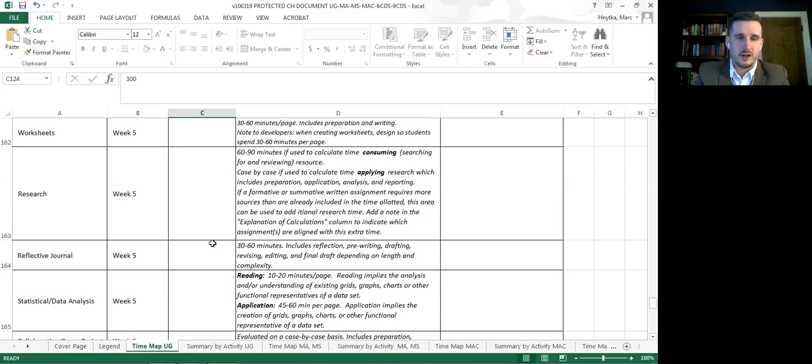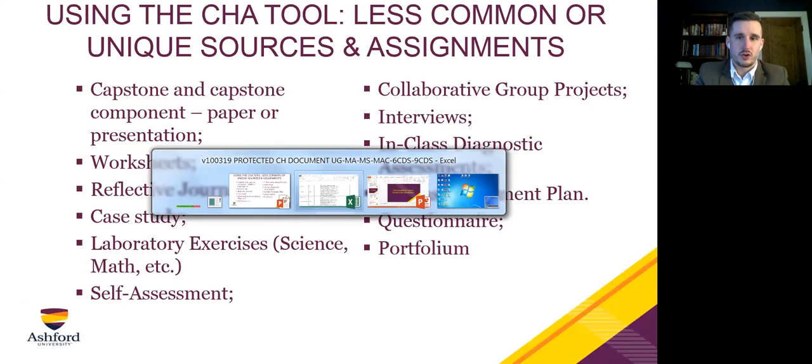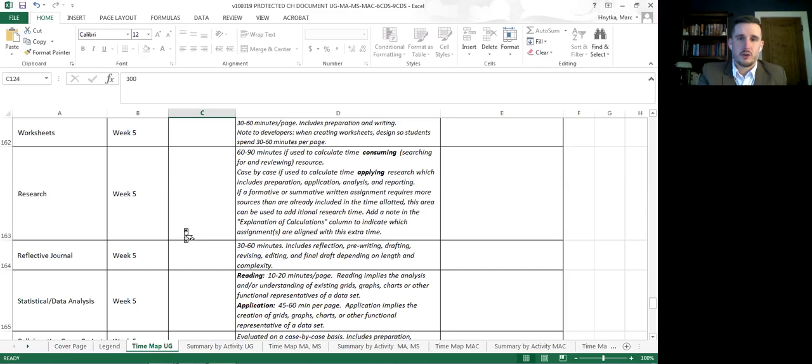So after that, we're going to look at worksheets. And worksheets are pretty self-explanatory. They are allocated at 30 to 60 minutes per page, including preparation and writing. And when you're creating a worksheet for a course, you should think about something that could be completed in 30 to 60 minutes per page of the worksheet. So a worksheet could include different types of activities, short essay prompts, really any sort of activity that is fit into a pre-structured sheet that students have to go through.